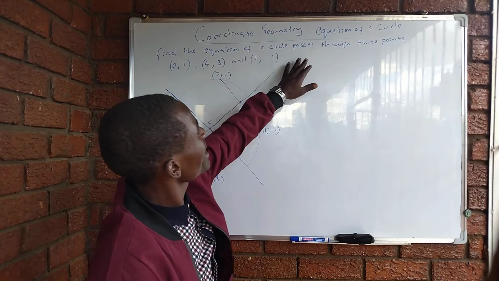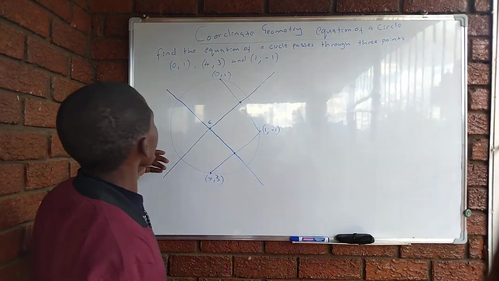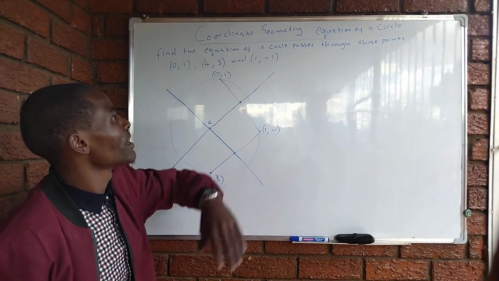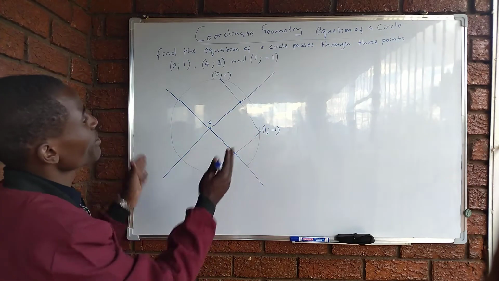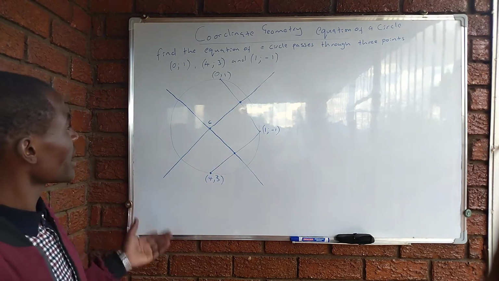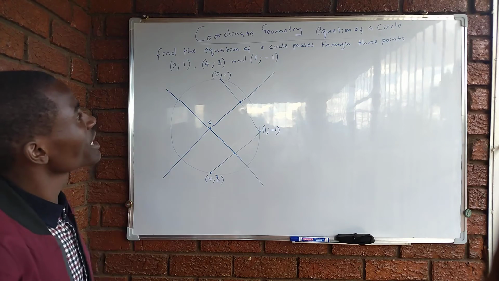Find the equation of a circle that passes through 3 points: (0, 1), (4, 3), and (1, -1). Here's the first method to solve this type of question.